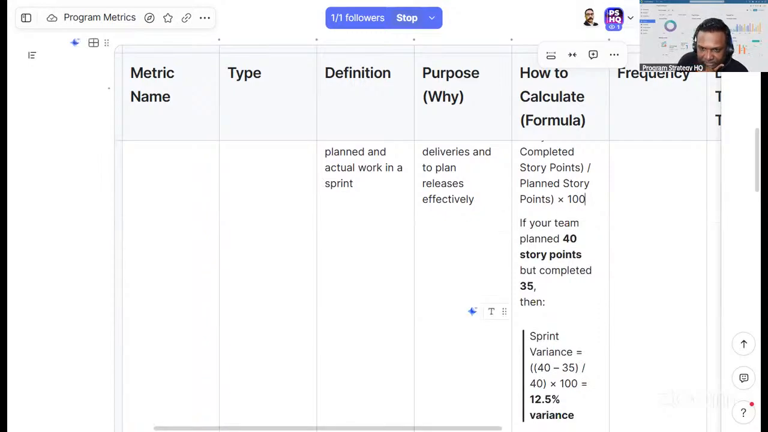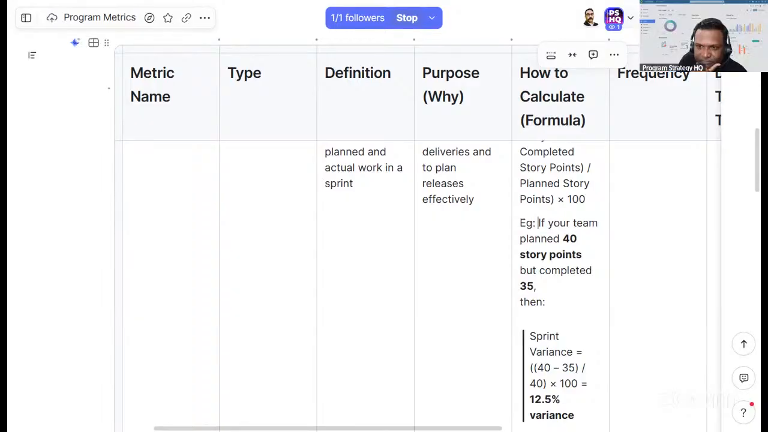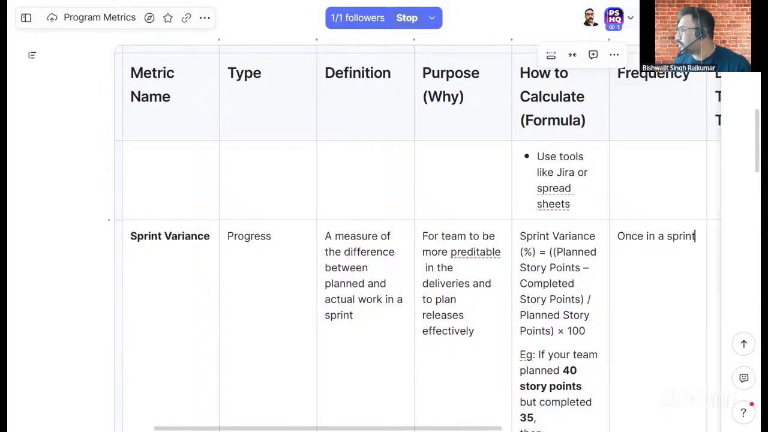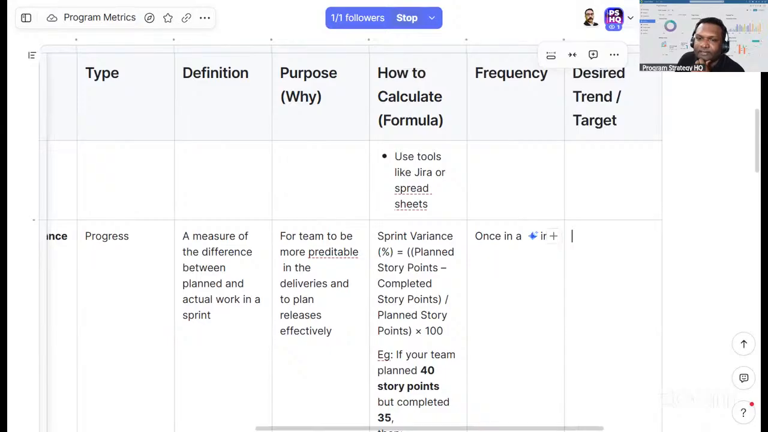So I put the example also here. And the frequency is once in a sprint, right? Yes, I think this should be once in a sprint. Okay, any industry trend? So in your case you're saying 15. In our case, it is 20.